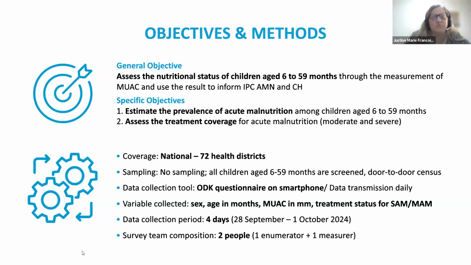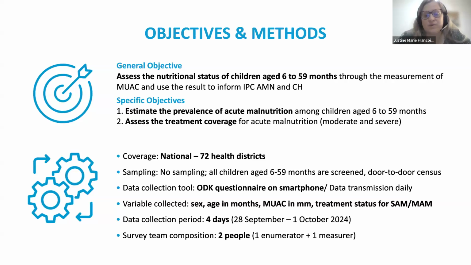So really the general objective was to assess the nutritional status of children aged 6 to 59 months through the measurement of MUAC, and then to use those results also to inform the IPC analysis and the early warning mechanism. And on top of estimating the prevalence of acute malnutrition, another objective was to assess the treatment coverage for acute malnutrition.